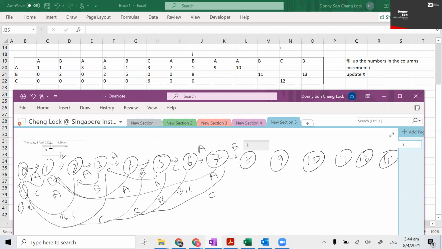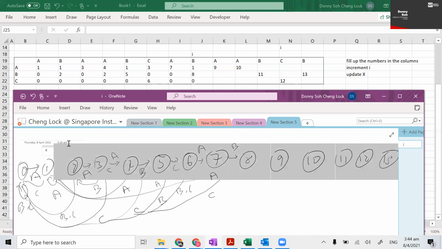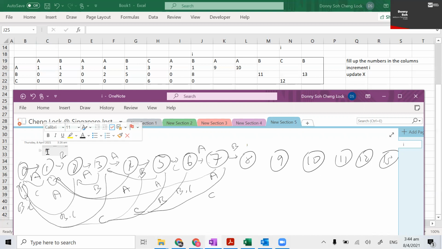What will happen to X if I see a B? It will go to state 2. So this goes to state 1. Okay, state 2. Very good. So 8 to 9 is an A.